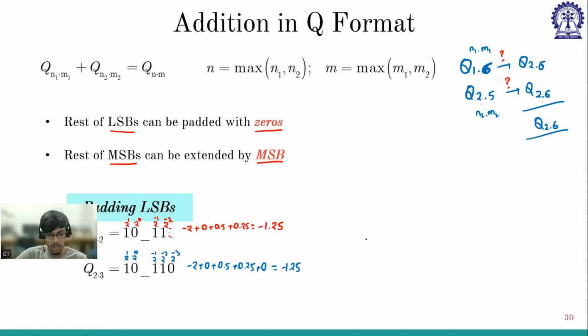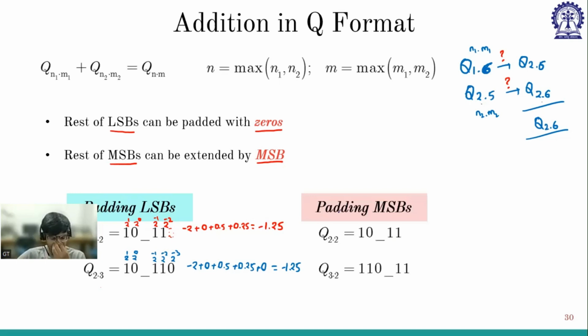So how to do it? Say 1011 is there. I will extend the MSB, so whatever MSB is there, I will add the same MSB. Now the question is, will the value remain the same? Let us find out. This is 2 to the power 1, 2 to the power 0, 2 to the power minus 1, 2 to the power minus 2. Whatever value we got, it will be the same, which is minus 1.25.